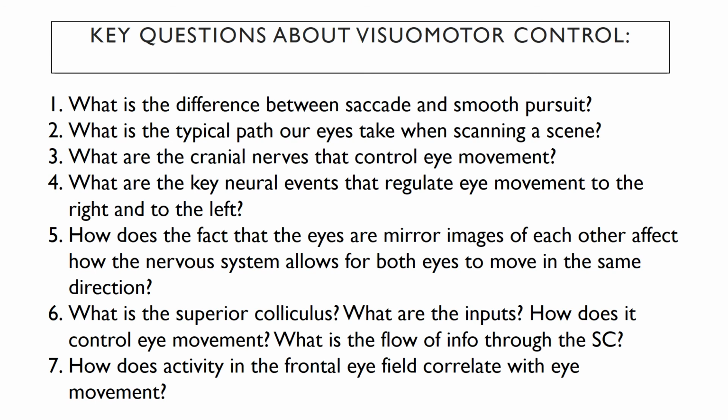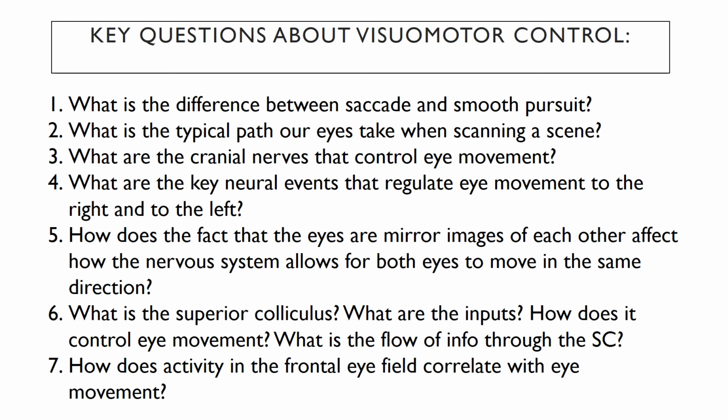Let's wrap up. Here are some of the key questions about the visual motor control system. What are the differences between saccade and smooth pursuit? Knowing some of those details about why we use saccades, why do we use smooth pursuit? What is the typical path our eyes take when scanning a scene? What are our eyes doing when we're looking at a static scene?